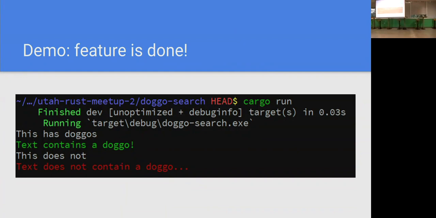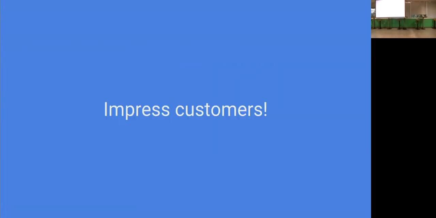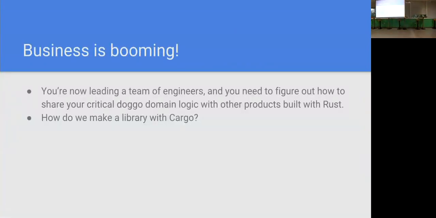Yeah, no problem. And at this point, we would have impressed all of you as customers and encouraged you to buy our Doggo Business Intelligence product. Yes. So, business is booming. You're now leading a team of engineers, kind of like Glade over here, writing Rust. And you want to share your critical Doggo domain logic with other products that you're building as part of your portfolio. So we need to make a library. How do we make a library with Cargo? I bet some of you know the answer already.